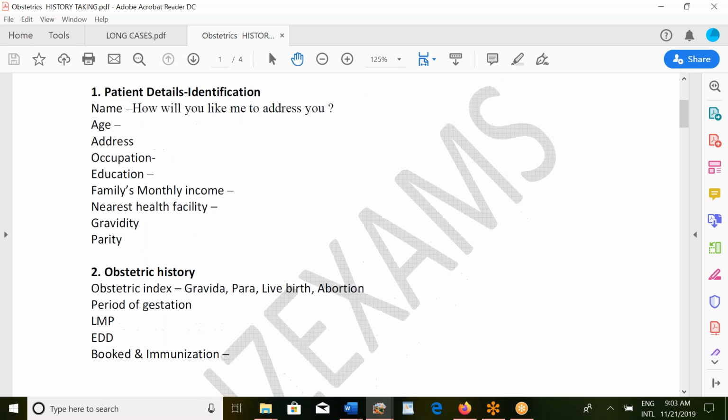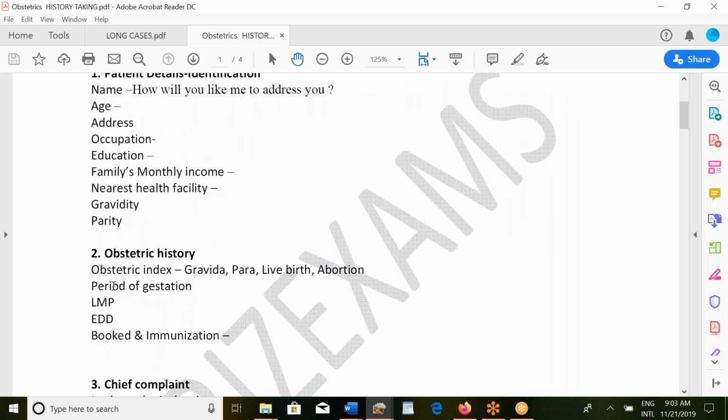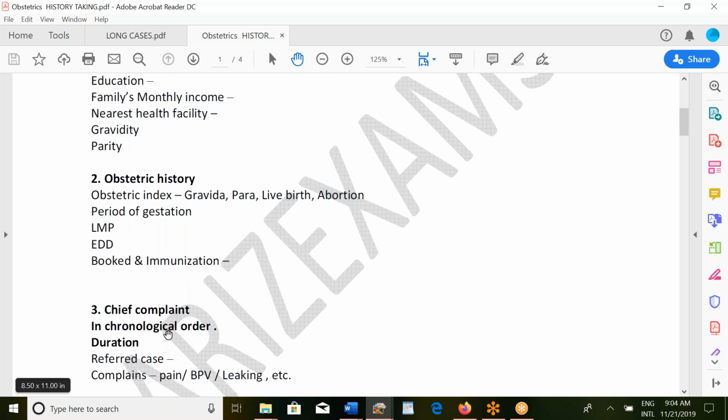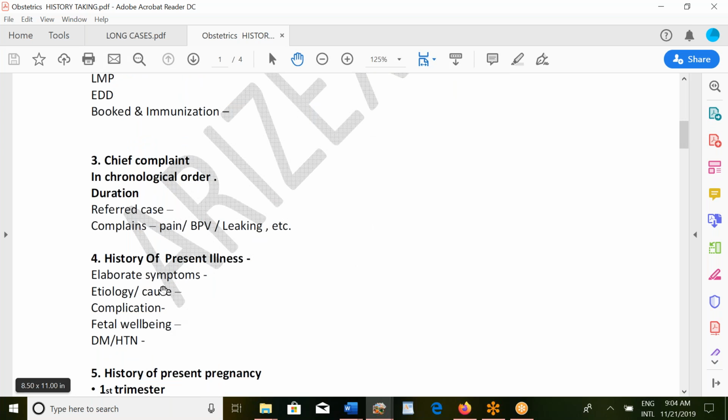Gravidity, parity. Then OB history: what gravida, what para, live births, miscarriages, period of gestation, when was the first day of the last menstrual period, did they tell you about your estimated date of delivery, where she was brought, and did she receive all immunizations? And she will say yes, no, scan, something was done, we will go to that later.